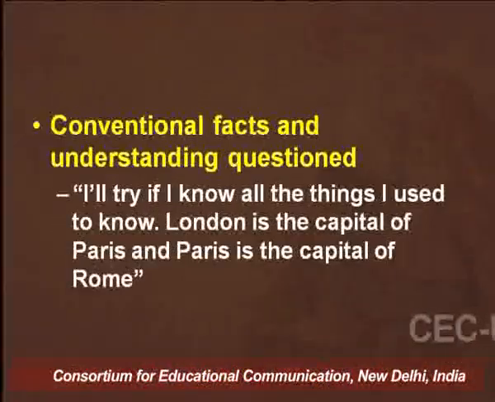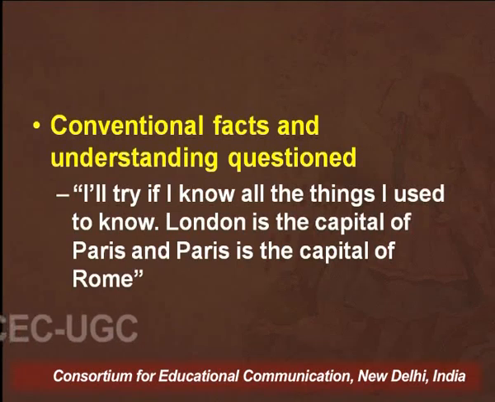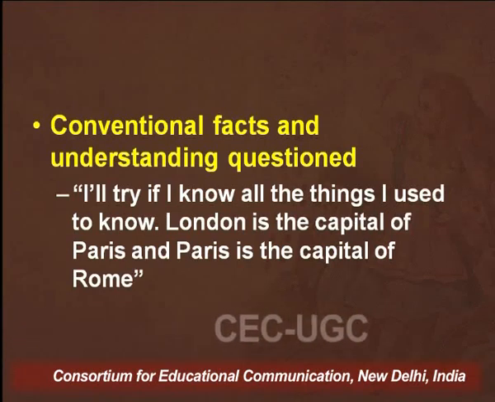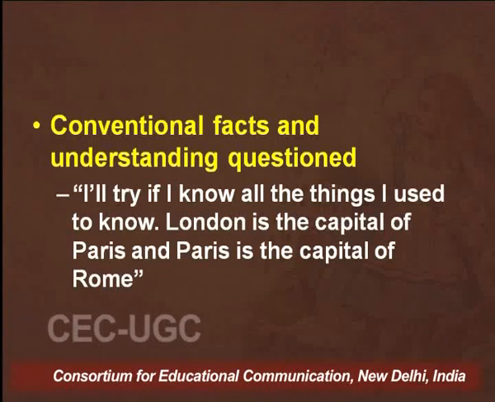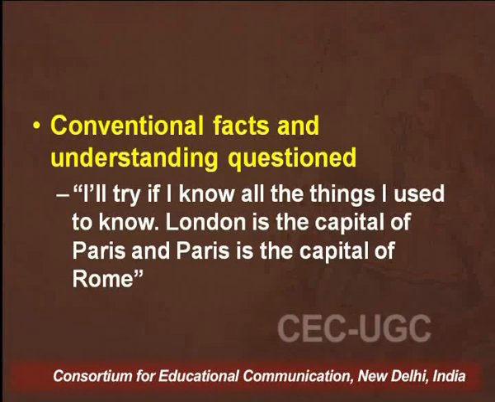So when she's trying hard to make sense of it, she says, okay, let me just try to recall my geographical sense as it had existed before I slipped down the rabbit hole. And what does she say? And I quote, she says, "I'll try if I know all the things I used to know. London is the capital of Paris and Paris is the capital of Rome," unquote. Now, what is happening? When she tries to recall her geography, all that she says makes no sense. London, of course, we know is not the capital of Paris, and Paris is not the capital of Rome. So what is happening? The conventional facts are also inverted in this text.